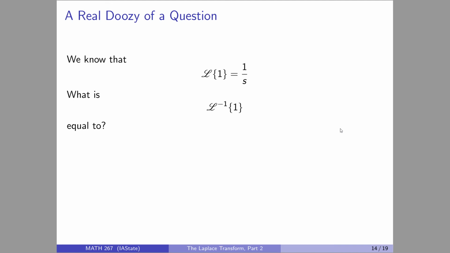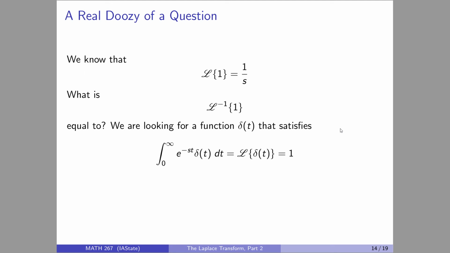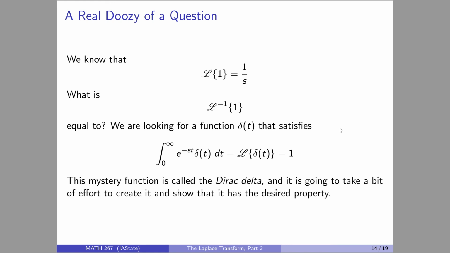What's the inverse Laplace of 1? In other words, I want a function so that its Laplace transform gives me 1. So I'm looking for a function so that the integral from 0 to infinity of e to the negative st times this mystery function, which we're going to call delta t, equals 1. Okay. Like I just pointed out, this mystery function is called the Dirac Delta, named after a mathematician, physicist.